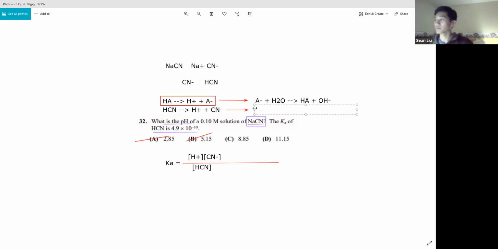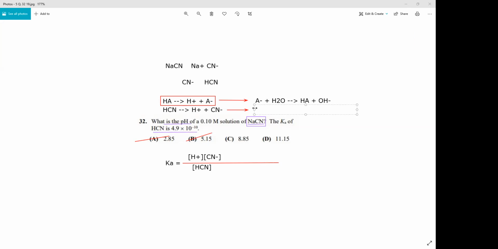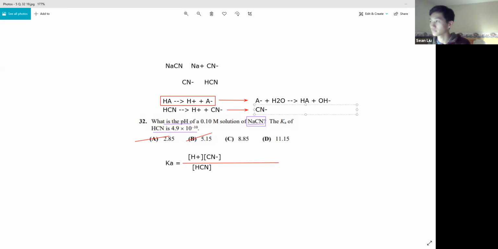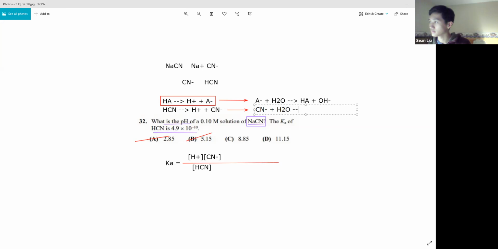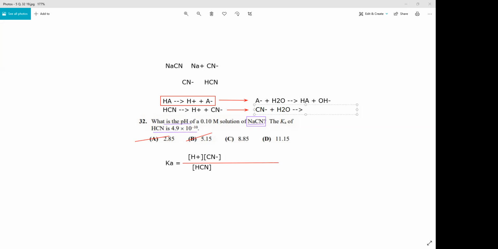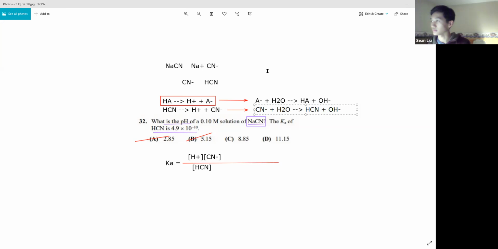All right, hit it. What are we writing first? We're writing out the base equation. CN minus plus H2O goes to HCN plus OH minus. Right on the dot. That's exactly it. That's going to be our base equation for CN minus.